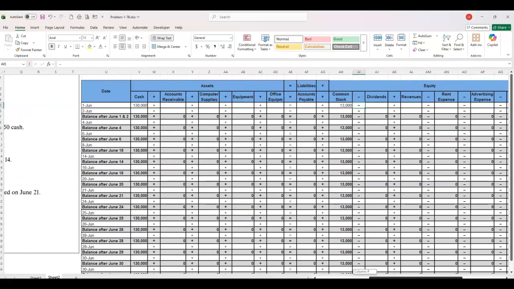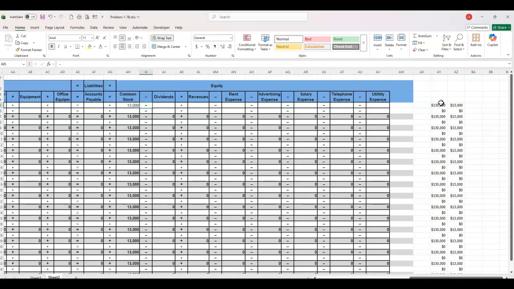And I have created a couple of columns over here that add up. This adds up all the assets. This is liabilities plus equity. And they add up. Uh-oh, we didn't get another zero. They didn't balance, did they? There we go.